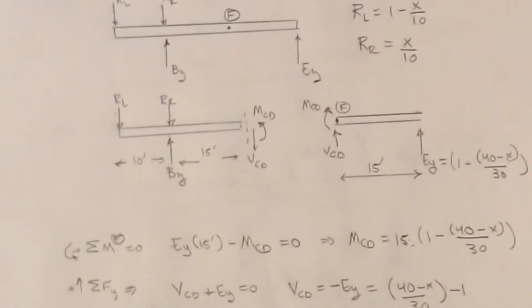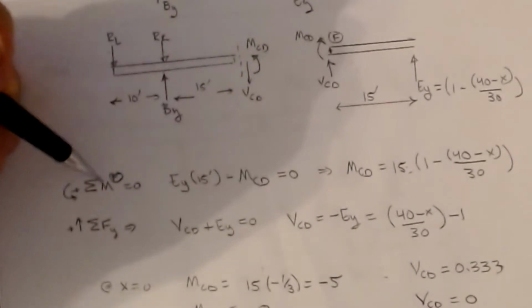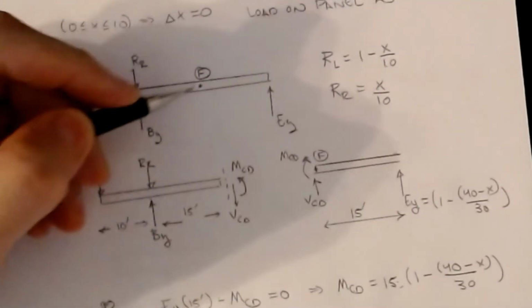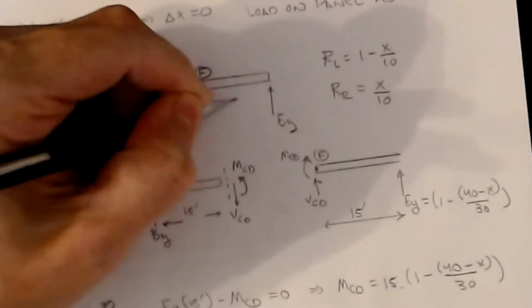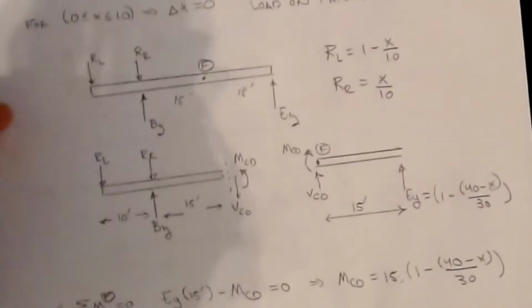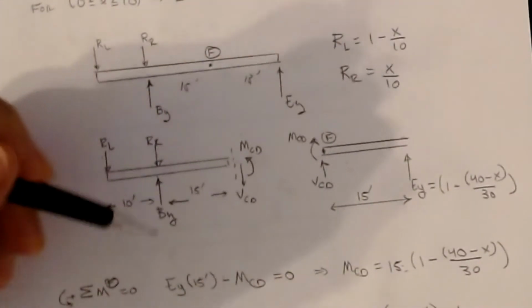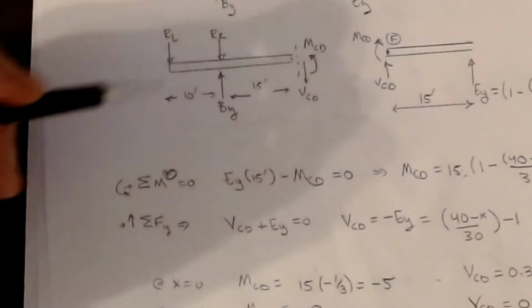All right, so in order to get the moments and the shears, let's do the moment equation. I'm going to sum the moments at what I'm calling point F. Point F is considered to be the midspan of the beam, so this is 15 feet here and this is 15 feet here. What we're looking for is the values of moment and shear, or what we're calling MCD and VCD, which is actually what's happening at F.